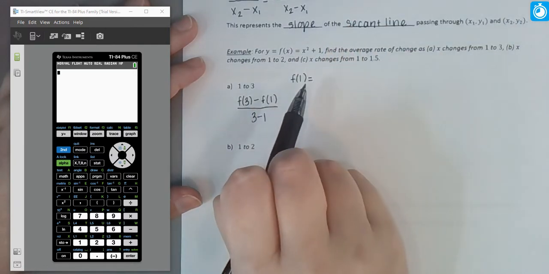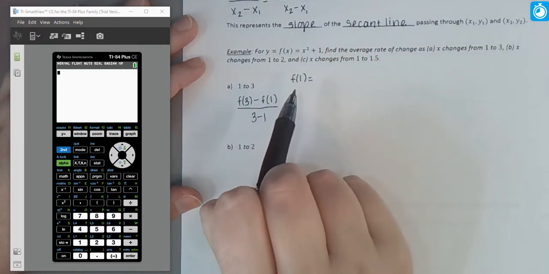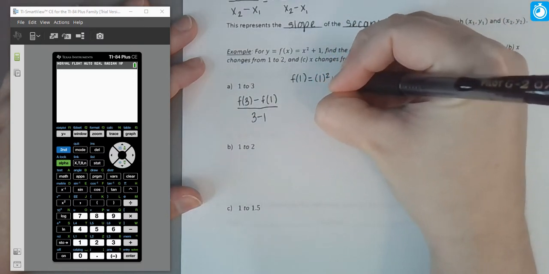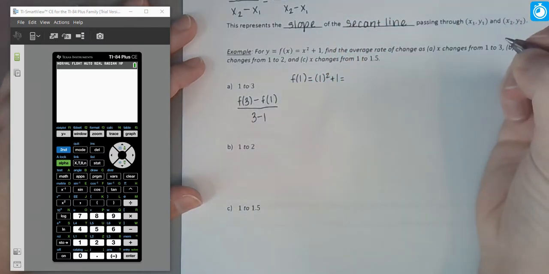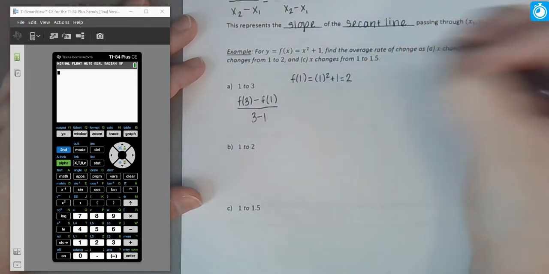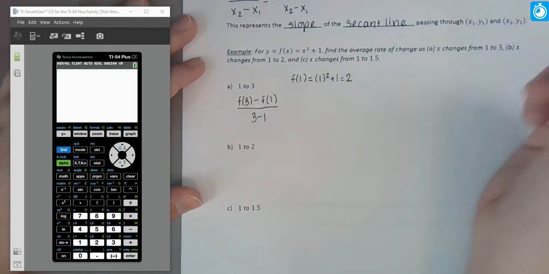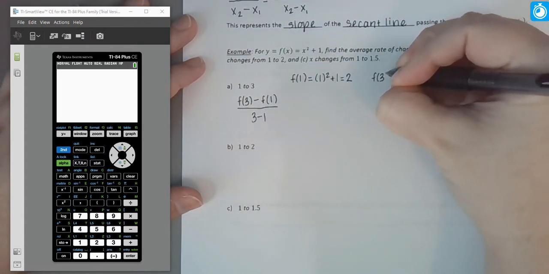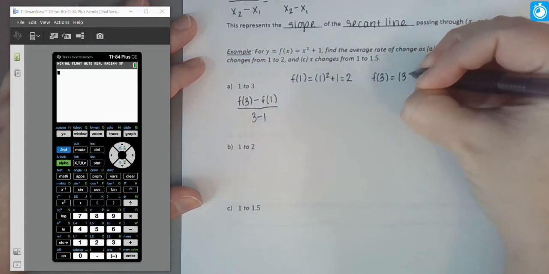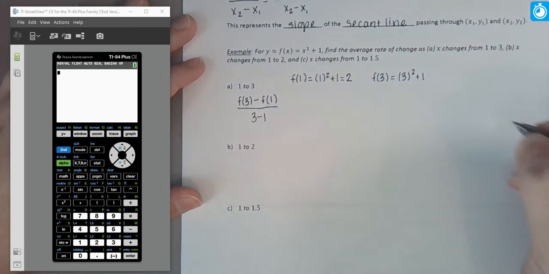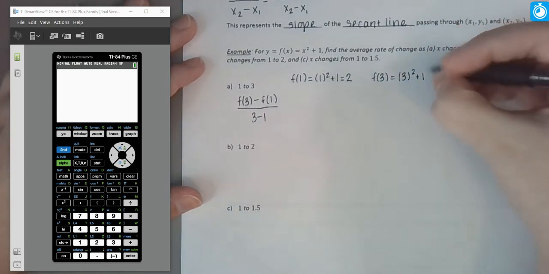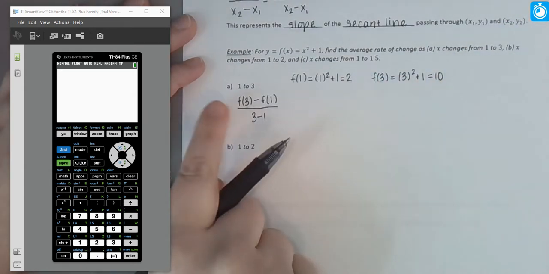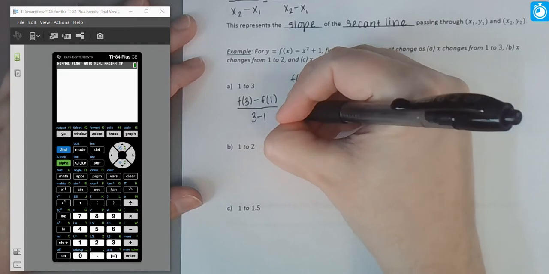So f of 1 is defined as x squared plus 1 evaluated at an x value of 1. So 1 squared plus 1. 1 squared is going to be 1, so 1 plus 1 is going to be 2. Now we also need f of 3. So f of 3 is going to be 3 squared plus 1. Okay, 3 squared is going to be 9. 9 plus 1 is going to be 10. So these are going to be the values that we substitute into our average change formula.